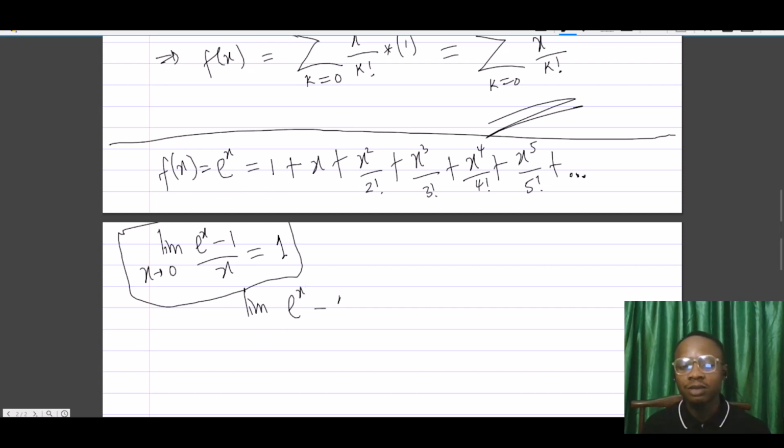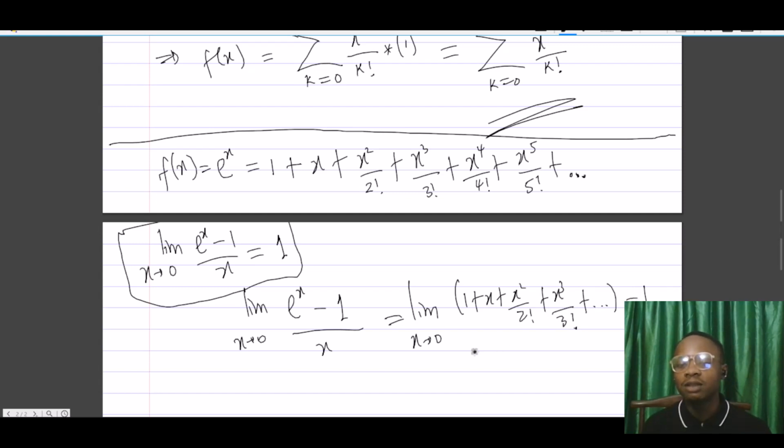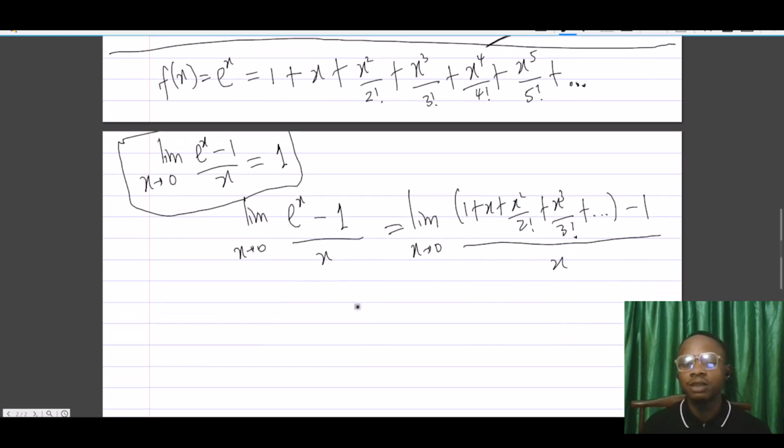But assuming we just want to get it around 0, where this expansion is useful for evaluating limits also, is the fact that when we take this divided by x as x approaches 0, since it is around 0, we can expand the function around 0. Expanding the function around 0 will give us this expression for e to the power x. Then we know that around 0, this is going to be the limit as x approaches 0 of e to the power of x, which is now 1 plus x plus x squared over 2 factorial plus x cubed over 3 factorial plus and so on, then minus 1, then divided by x.